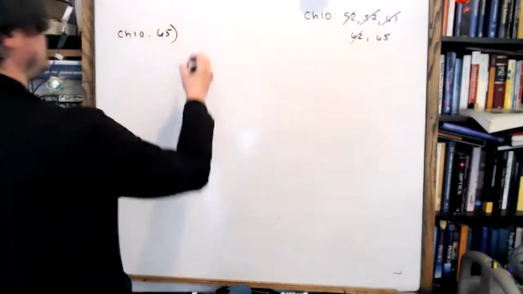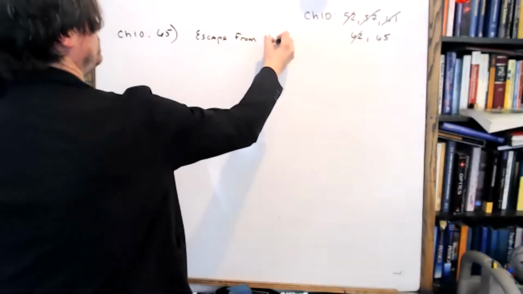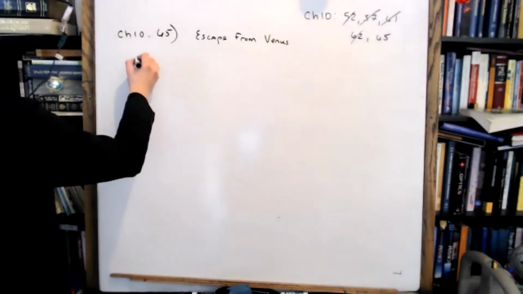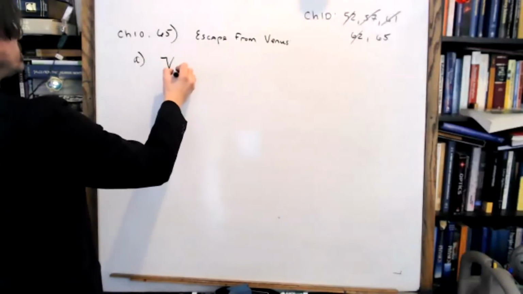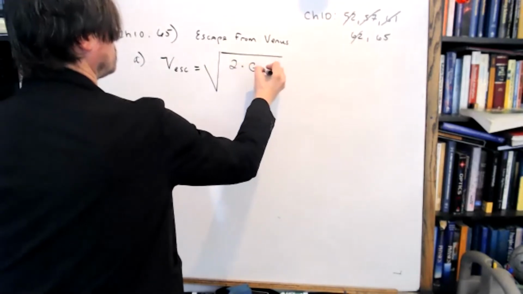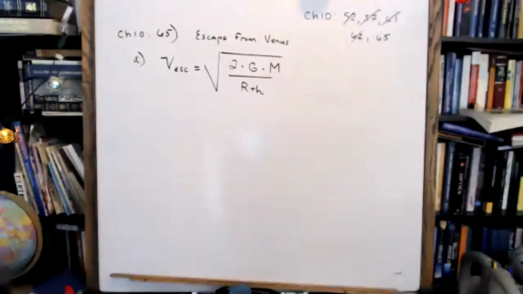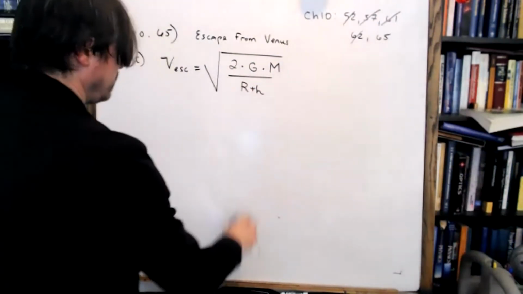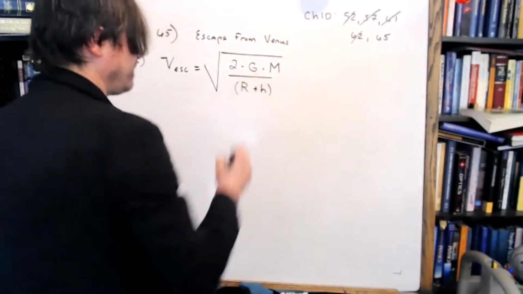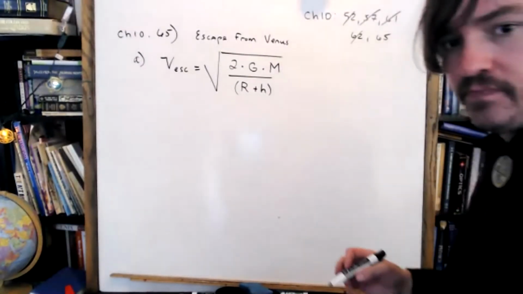65, escape from Venus. There's an A, B, and a C. A says calculate. Let's do one at a time, okay? Sure, yeah. A says calculate the escape velocity from Venus's exosphere, which begins about 200 kilometers above the surface. Here's an escape velocity formula. We learned this in a previous class. It's the square root of 2GM over the effective radius, which means you need the radius of the planet plus the height.